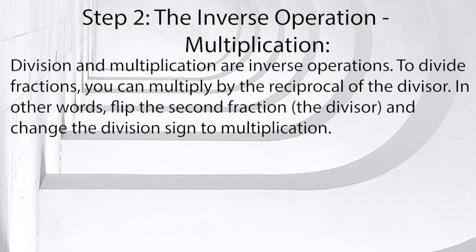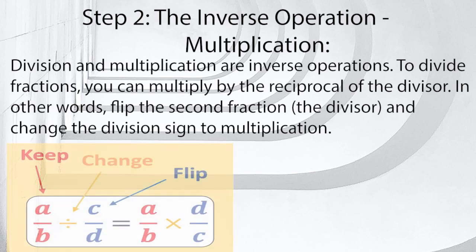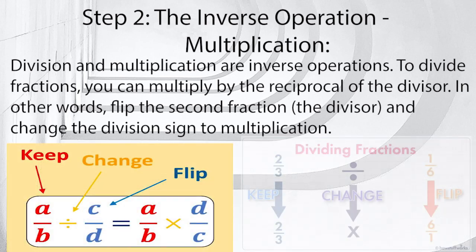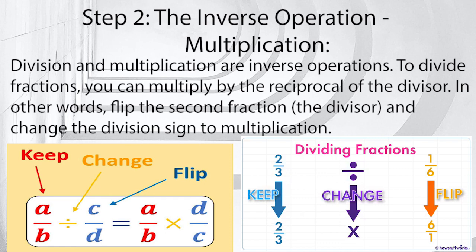Step 2. The inverse operation: multiplication. Division and multiplication are inverse operations. To divide fractions, you can multiply by the reciprocal of the divisor. In other words, flip the second fraction, the divisor, and change the division sign to multiplication.